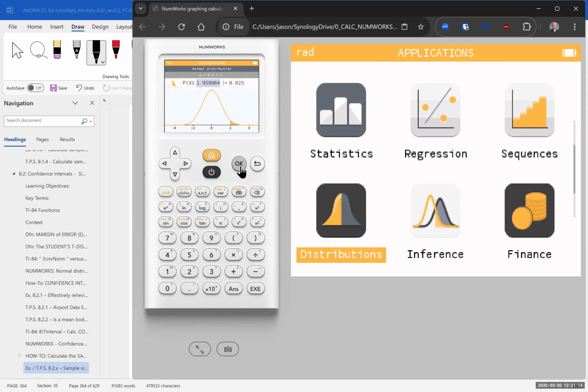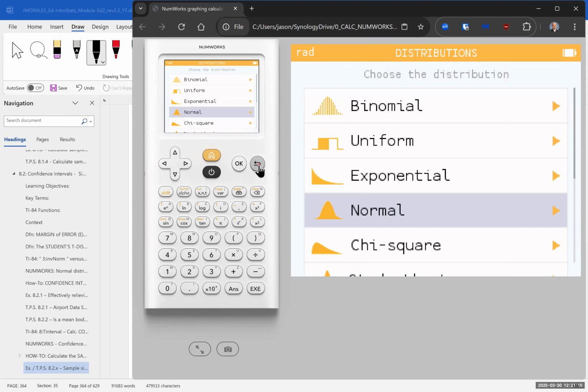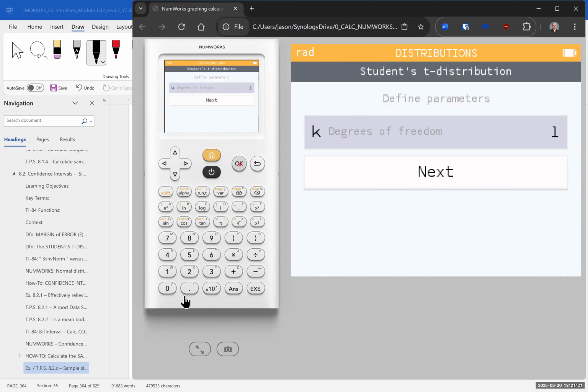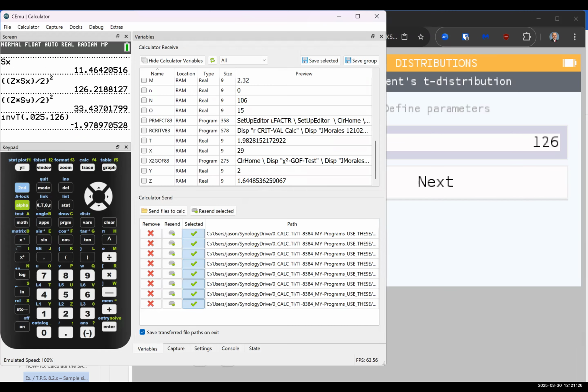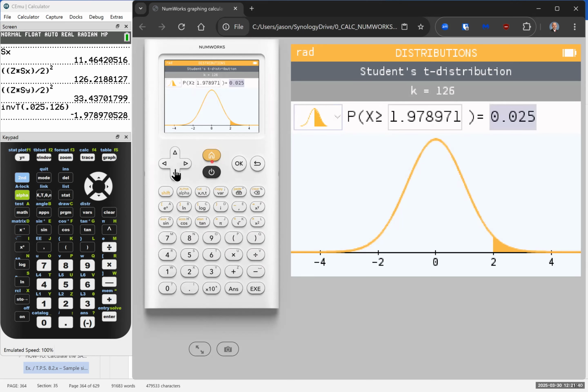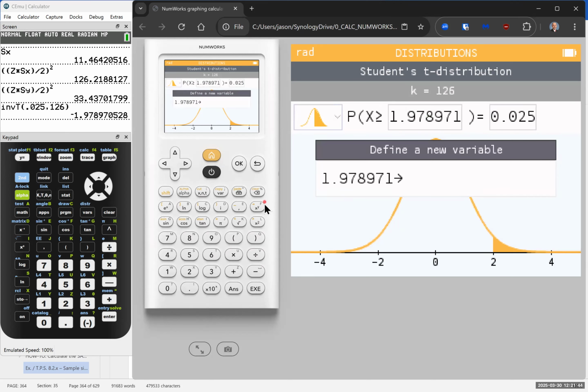distributions. And I'm going to repeat what I just did with the Texas Instruments, like that, right? Yep. And I want an area on the right, 0.025. And I want to take this value and I'm going to store that in capital letter T.